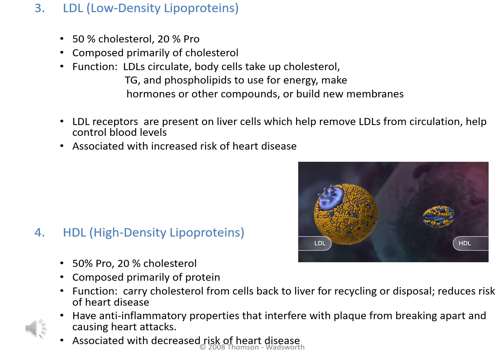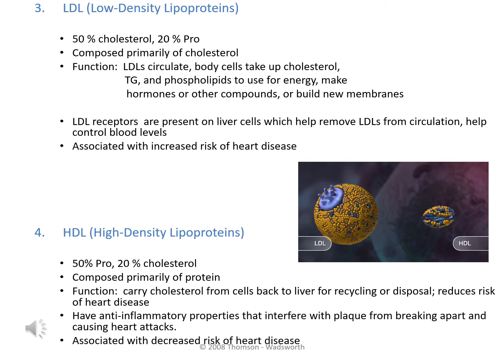There are LDL receptors that are present on the cells of our liver, which play a crucial role in trying to control blood cholesterol concentrations by removing our LDLs from circulation. This is the type of lipoprotein that has been associated with an increased risk of heart disease.